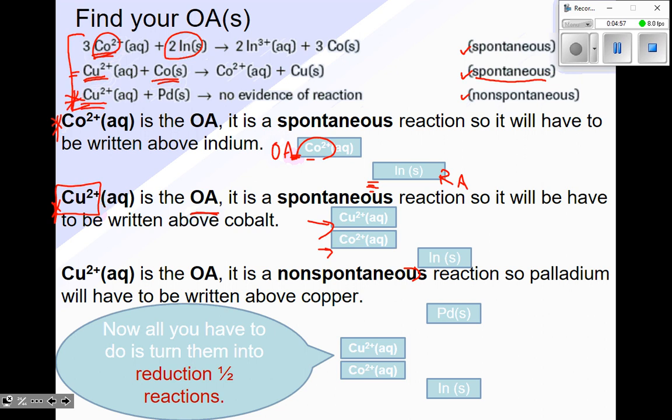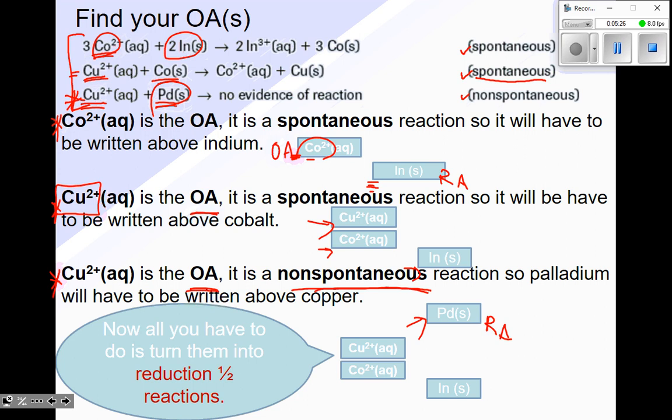Copper 2 plus ions are reacting with palladium, and you can see that copper 2 plus is the oxidizing agent. It's non-spontaneous, which means that copper is going to be below the Pd solid. So that goes above here because it's non-spontaneous. The RA is actually above the OA.